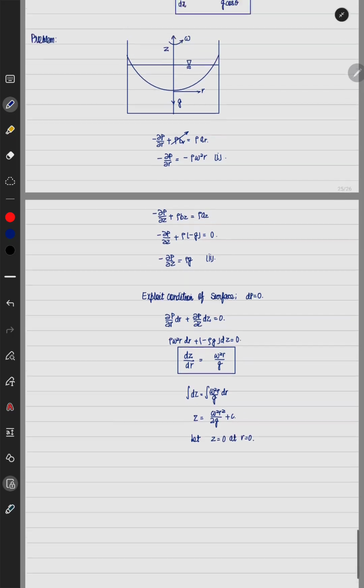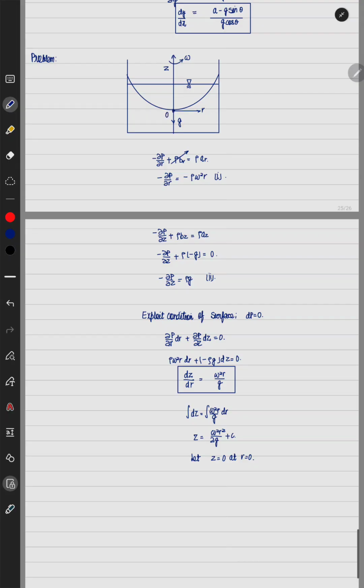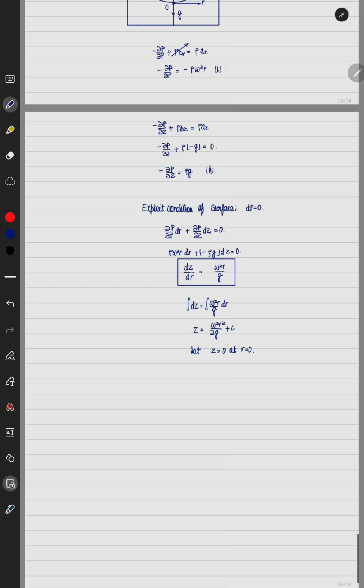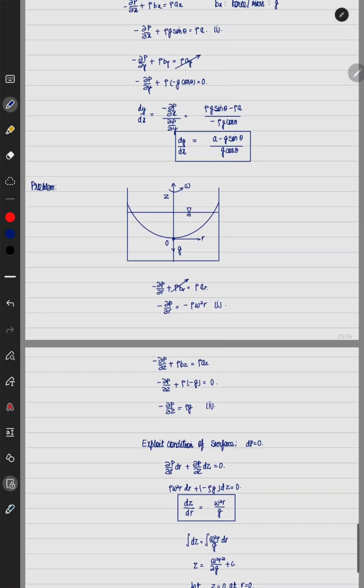Let z be equal to 0 at r equal to 0. At r equal to 0, suppose z is equal to 0. So 0 is equal to 0 plus c, which implies that c is equal to 0, and z is equal to ω²r² divided by 2g. So at any radius r from this axis, at this point, the equation is given by z equal to ω²r² divided by 2g.